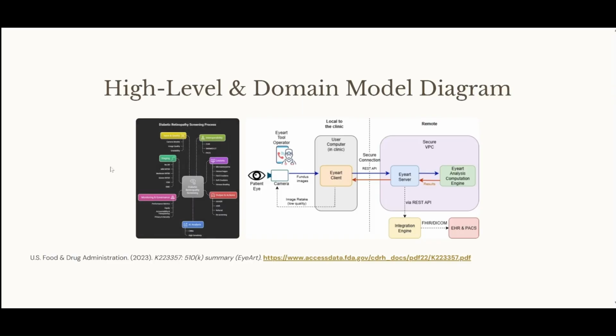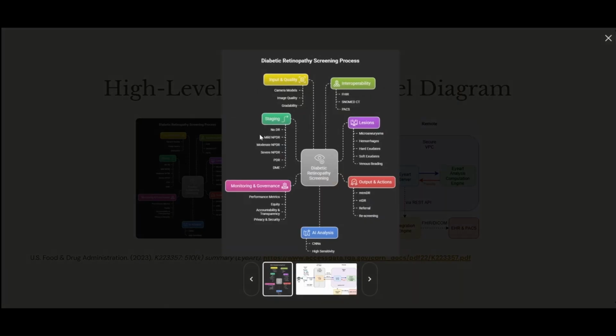Here we see two visual overviews of the EyeArt-based DR screening process. The first diagram denotes a mind map outlining six key domains involved from start to finish. In the input and quality domain, we cover the camera types, image quality, and gradability. The staging domain covers the clinical severity scale from no DR to PDR and DME.